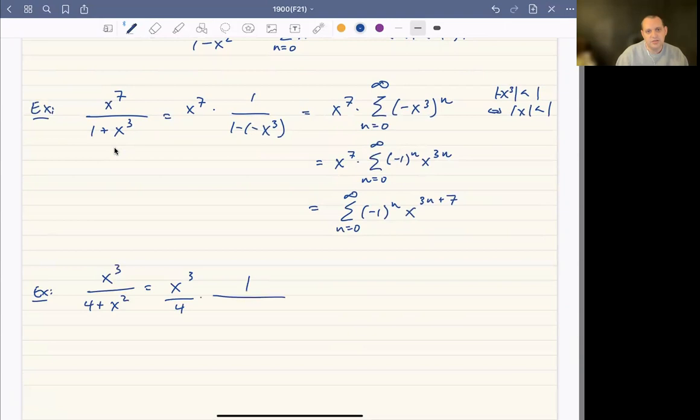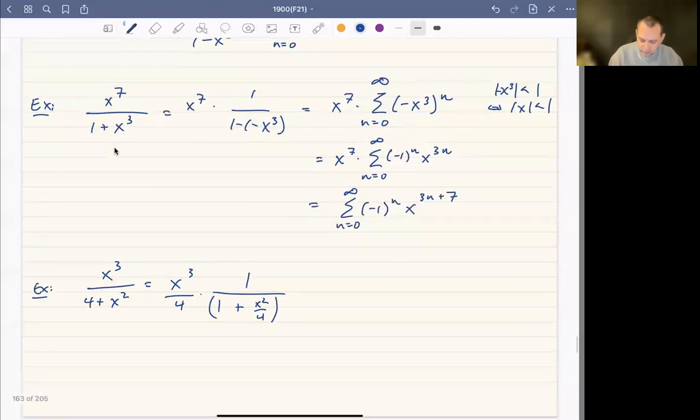And so we bring out the x cubed so that we got a 1 up top. I'm going to factor a 4 out of the denominator so that we got a 1 here, because we know how to deal with 1 over 1 minus t. And then what we're left with after we factor out a 4 here is x squared over 4. And then we can think of that as minus a negative x squared over 4. And this is going to end up being x cubed over 4 times the sum of negative x squared over 4 to the n as n goes from 0 to infinity.